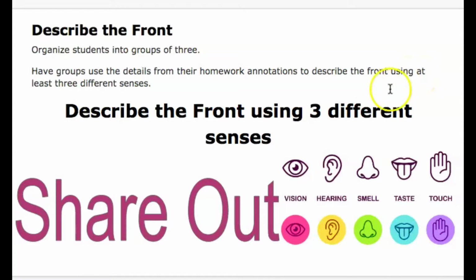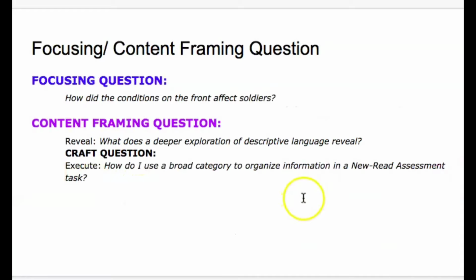So for example, what type of things do you think you would see on the front? What do you think you would hear on the front? What kind of smells would that be? Would you be able to taste anything on the front? Would you be able to touch anything or feel anything on the front? That will be inside of a discussion board inside of Schoology.